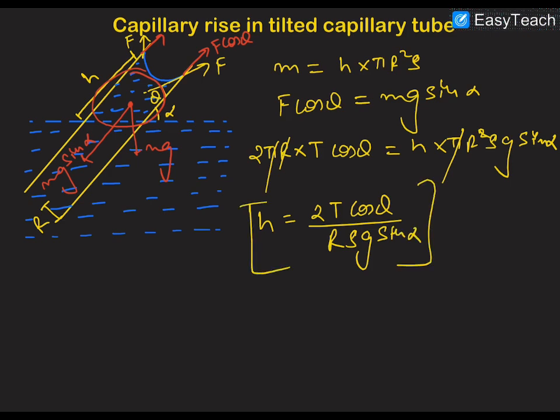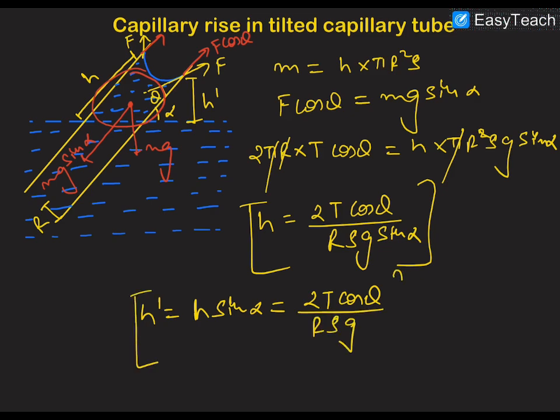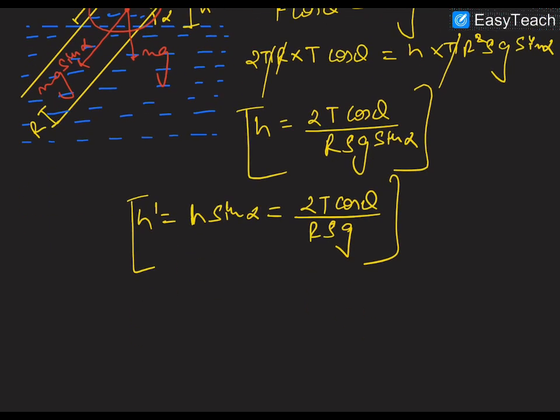And if we ask what will be the vertical height h dash, then again h dash can be written as h sine alpha. So we can dissociate this sine alpha from this denominator, and we can multiply it here. So h sine alpha will be equal to 2T cos theta upon R rho g. This is the vertical height h dash. So again this vertical height remains the same.